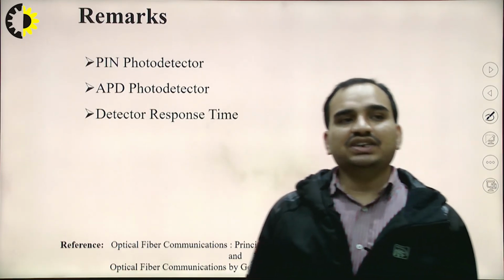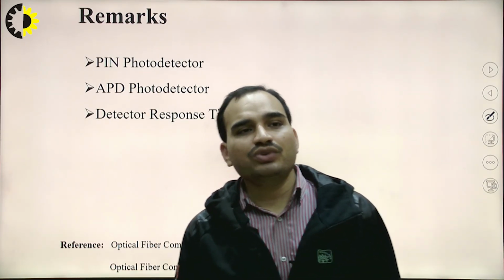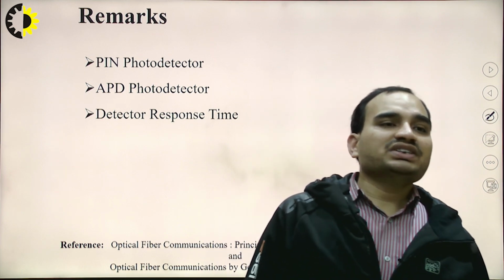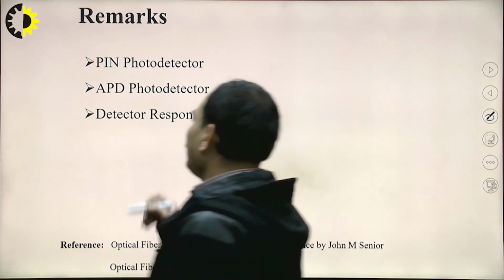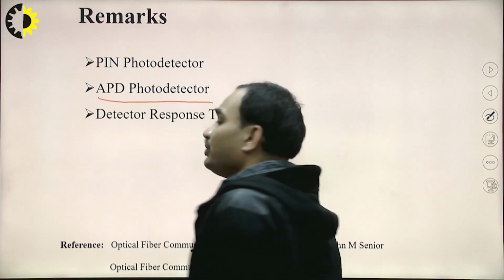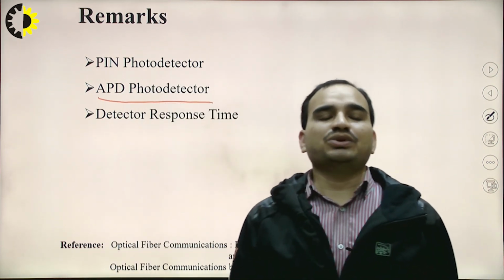So in this lecture we have discussed the PIN photodetector. Then we have discussed the avalanche photodiode, APD, photodetectors, and the detector response time.